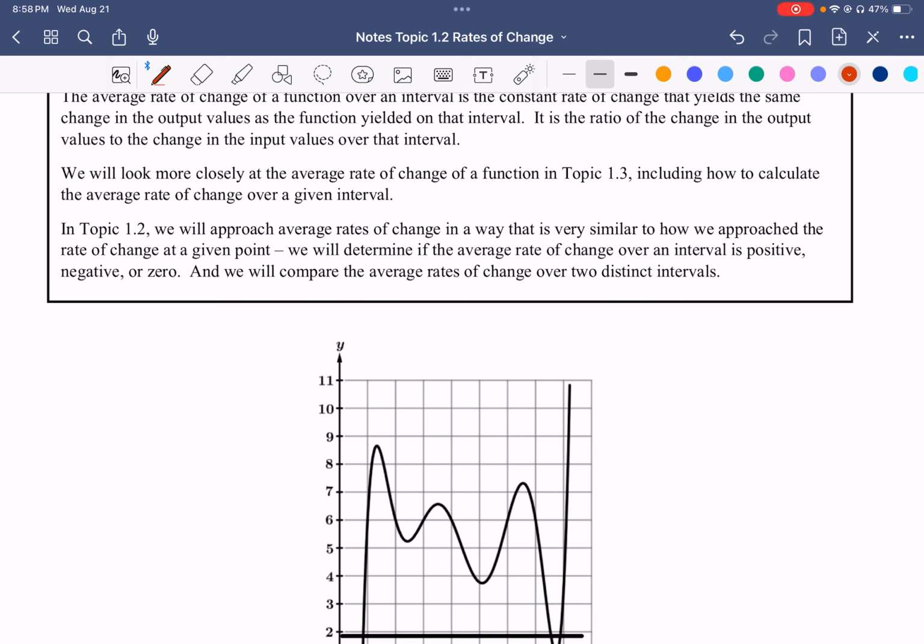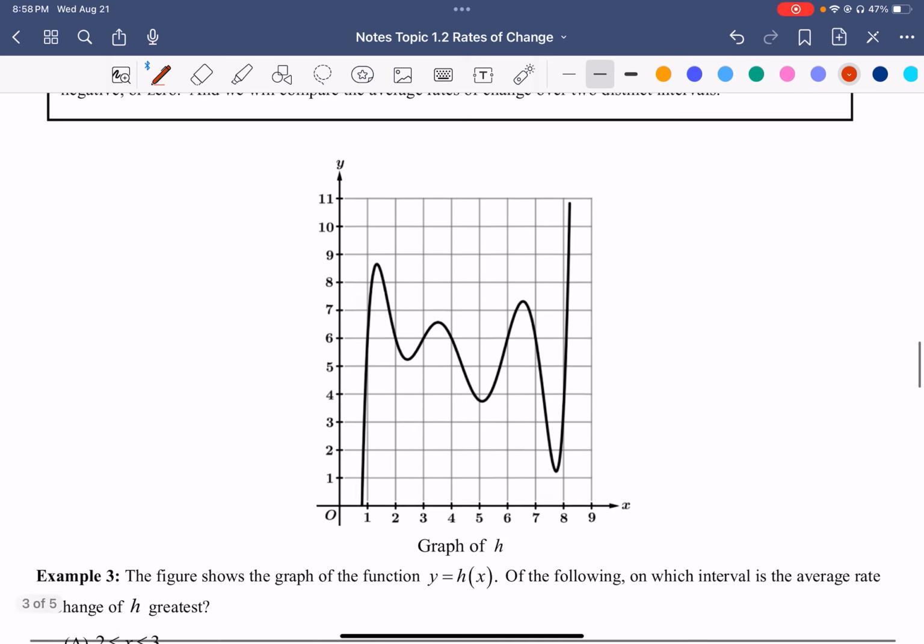In topic 1.2, we will approach average rates of change in a way that is very similar to how we approach the rate of change at a given point. We will determine if the average rate of change over an interval is positive, negative, or zero, and we will compare the average rates of change over two distinct intervals.